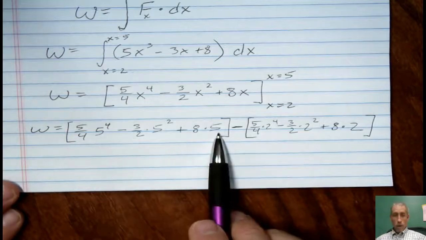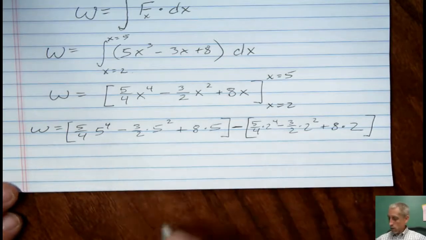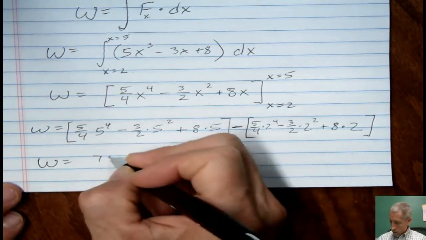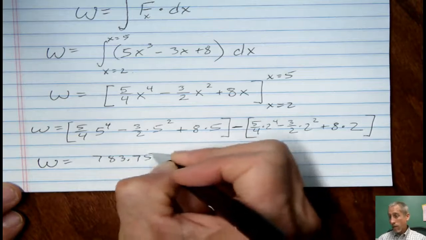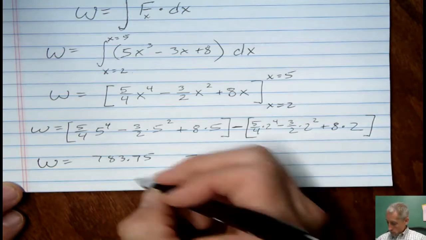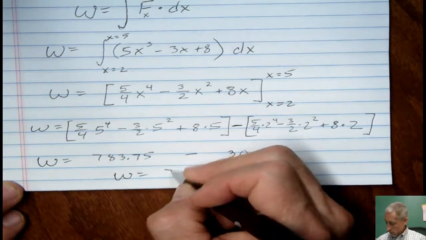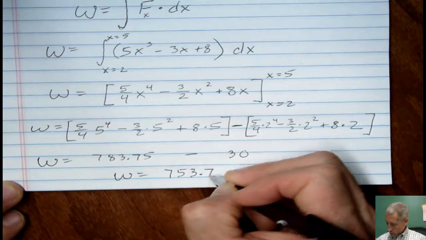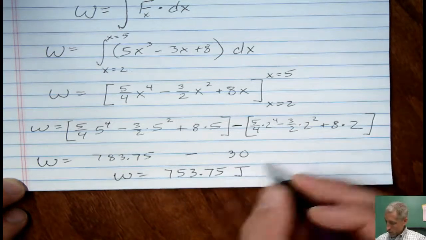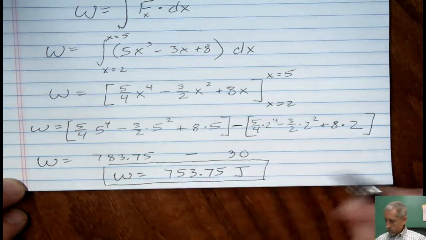So we evaluate it at the upper limit, then evaluate it at the lower, and then we subtract upper minus lower. I did this earlier on my calculator, and I got 783.75 minus 30, which means our final work value would be 753.75. And since the force was in newtons and my displacement was in meters, I can say that work is in joules.